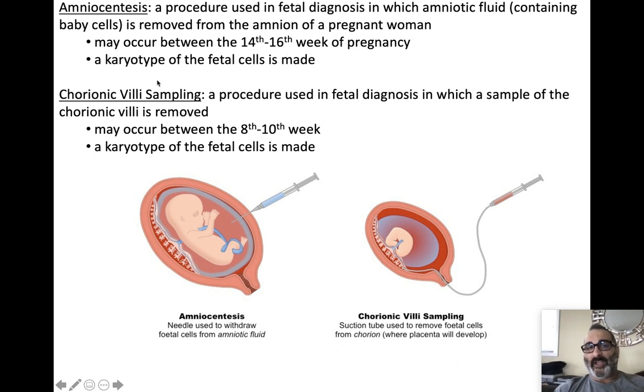Then they turn it into a picture of the chromosomes. They want to see, does the baby have an extra 21? Or is the baby missing an X or missing a chromosome? So that's what the karyotype, the picture, will tell you.